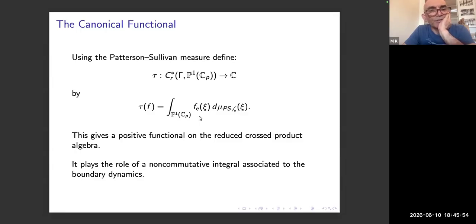Well, it's not a trace. It's really, I don't know what to say. It's a state, or a functional. You define it like an integration, tau, from the C-star algebra, almost like a group C-star algebra. Basically, you're integrating the component of the identity over P1 of C, and you get this. So this gives a positive functional on the reduced crossed product algebra, and it plays the role of a non-commutative integral associated to the boundary dynamics.